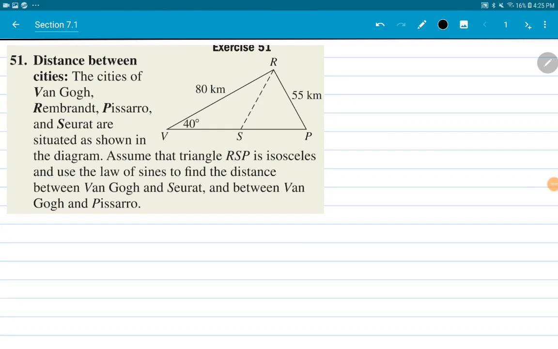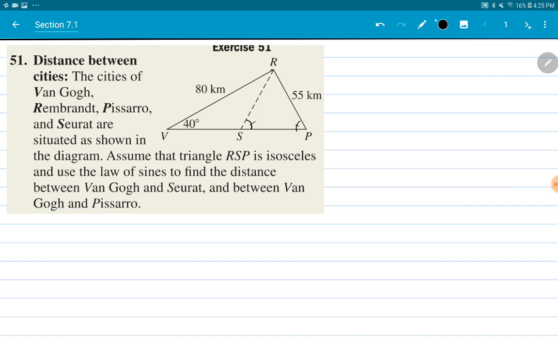Hey, in this problem, we are finding the distance between cities. There are 4 cities, V, R, P, and S, and they're situated as shown in the diagram. So we're going to assume that the triangle RSP is isosceles, which means this angle equals this angle. Those are congruent. And use the law of sines to find the distance.